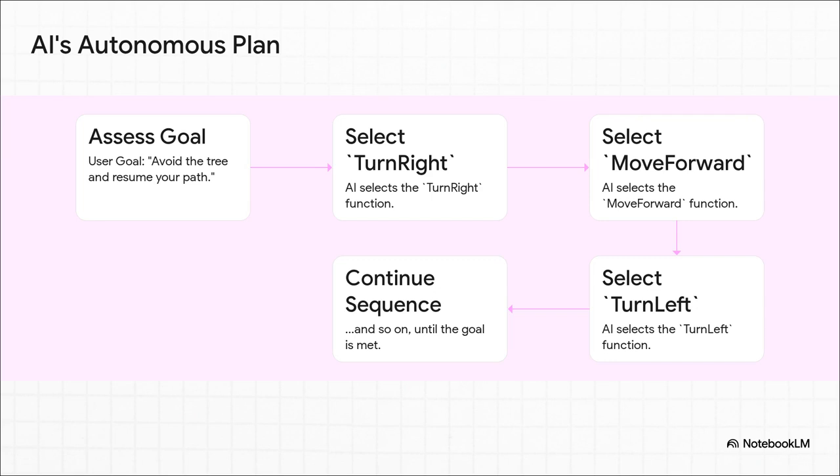So what does that actually look like when it's happening? Well, when you tell the AI avoid the tree, it actually starts to reason. It looks at its toolkit and starts building a plan on the fly. Okay, to do that, I'll need to use my turn right function, then my move forward function, then my turn left function. It's literally stringing together these simple tools to solve a way more complex problem, all by itself.